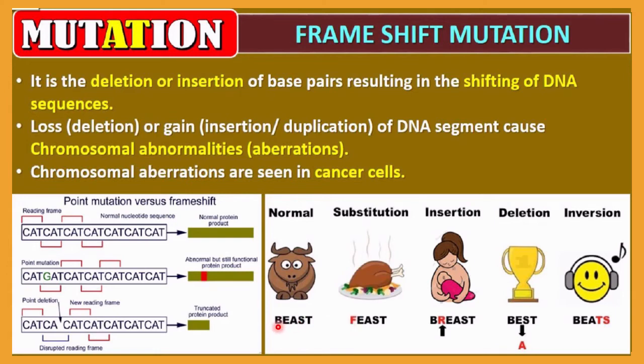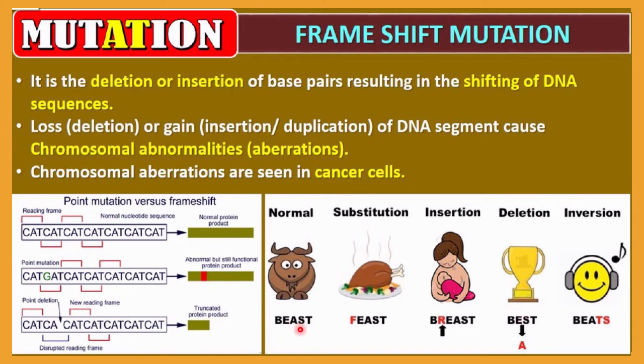As a result of only one character changed, the whole meaning is changed. Here BEAST has this meaning, and FEAST, you can see, has a totally different meaning. So this happens during a frame shift mutation. Further, if insertion occurs, this is BEAST, in which between B and E, if you insert R here, it becomes BREAST. So the meaning is totally changed just due to deletion, replacement, substitution, or insertion.